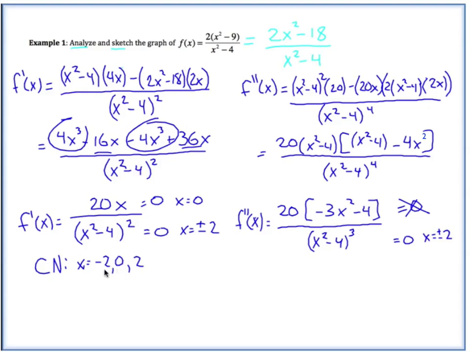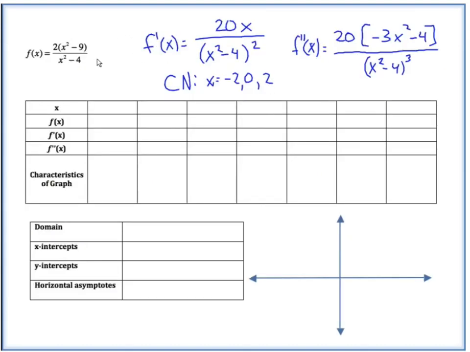Okay, so that's our first step: finding the first and second derivatives, and then finding the critical numbers and the testing points for possible points of inflection in the second derivative. All right, so now that we've done the calculus work, we want to go ahead and fill out a chart like this, where we're going to compare the x value, the f of x, f prime of x, f double prime of x, and then write down the characteristics of the graph.